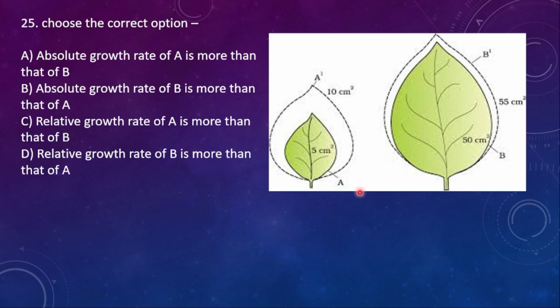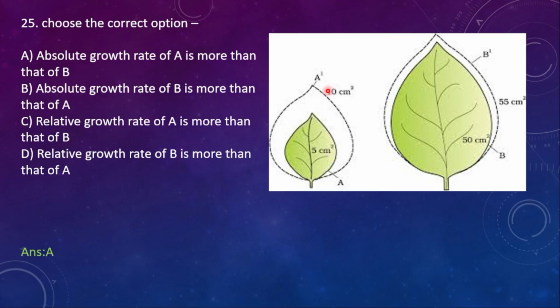25th. Here is the diagram. Choose the correct option. A. Absolute growth rate of A is more than that of B. This is B and then this is A. B. Absolute growth rate of B is more than that of A. C. Relative growth rate of A is more than that of B. And then D. Relative growth rate of B is more than that of A. Here the right option is option A itself. Absolute growth rate of A is more than that of B.